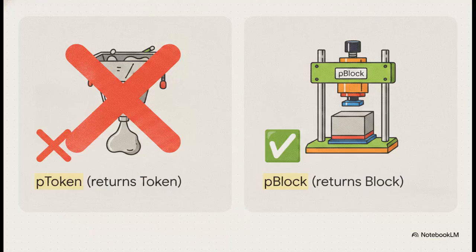What's really cool here is seeing how the generic ptoken parser got completely swapped out for a highly specific pblock parser. In the old codebase, ptoken was just a catch-all. It chose between a header and a paragraph and spit out a generic token. The new pblock parser makes the exact same choice, but returns our specific block type. This tiny swap makes the code's intent instantly clearer to anyone reading it.